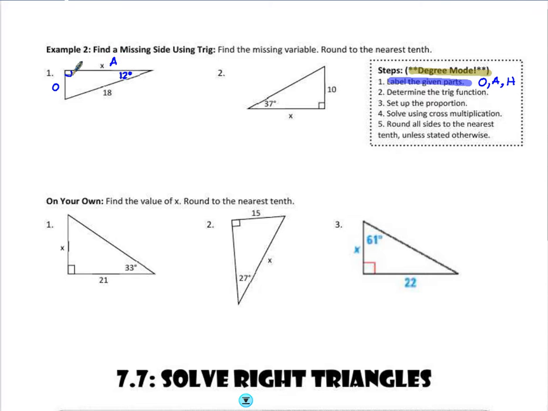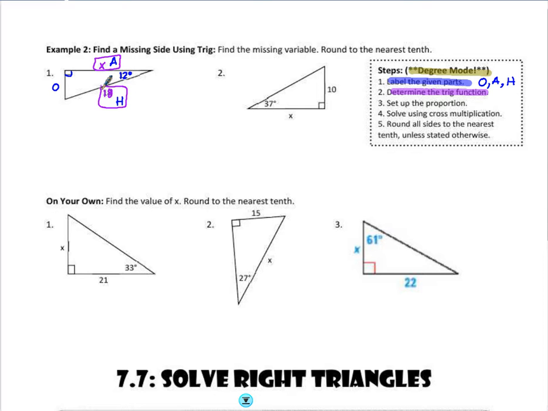Once I do that, I want to go ahead and set up the proportion. I'm going to determine my trig function based off of the values that I know or want to have. So when I look at this problem here in the second step, I want to find x, and that's the adjacent side. I know the hypotenuse is 18, so the adjacent side is what I want to find, and the hypotenuse is what I know.